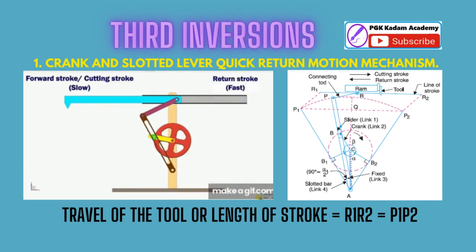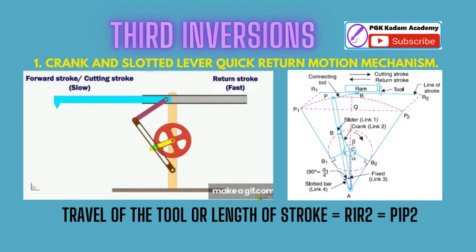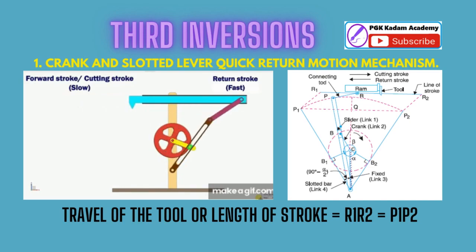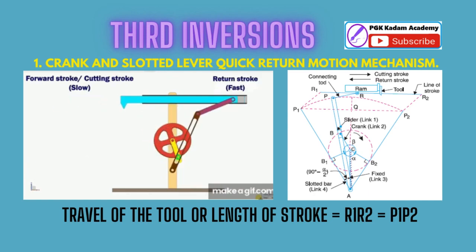The crank and slotted quick return mechanism converts rotatory motion into linear motion. It is extensively used in shaping, cutting machines and in rotary internal combustion engines, and is particularly useful in cutting flat surfaces out of metal stock. The return stroke of the ram is faster than the advancing stroke.